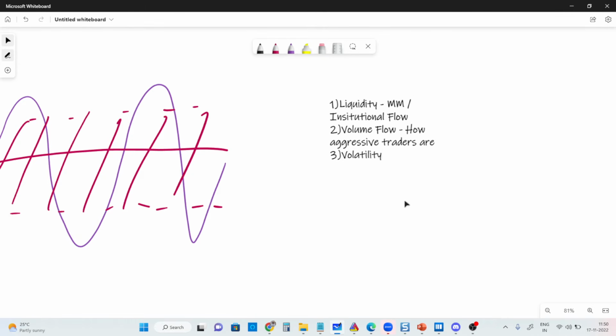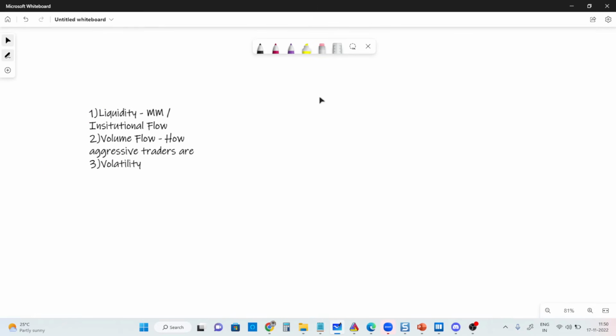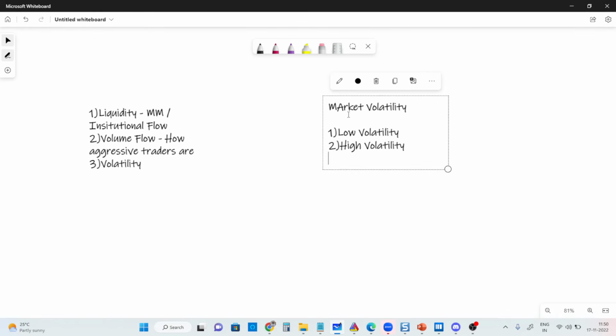Volatility can be of three scenarios. Typically we can classify market volatility into three categories. Current market volatility is what I'm talking about. It can be low volatility, or it can be high volatility, or it can be moderate volatility.